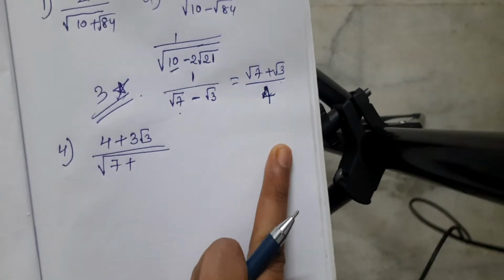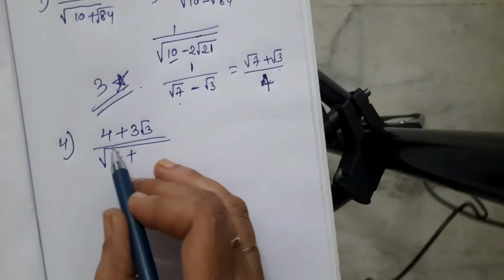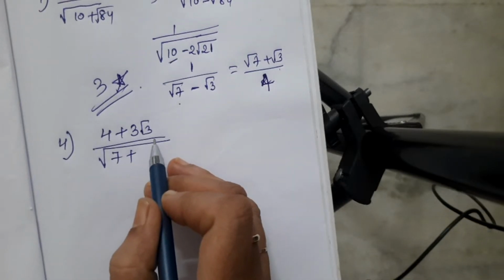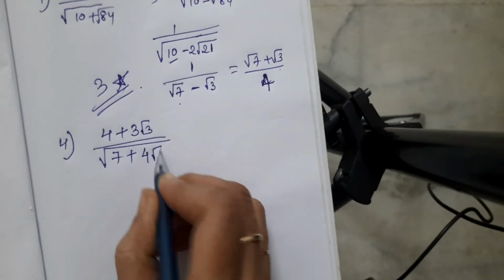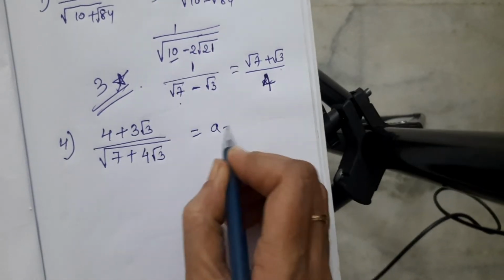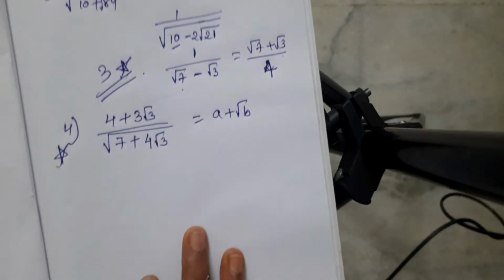Okay, now the next question. Here (4 + 3√3)/(7 + 4√3) is equal to a + √b. This is a very important question. Try to get how to solve it.